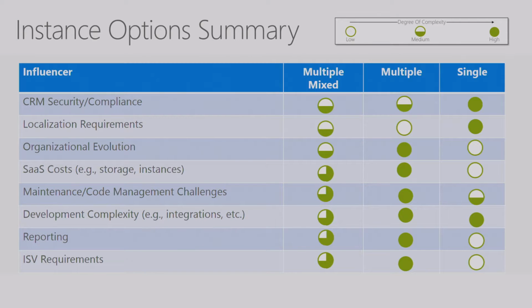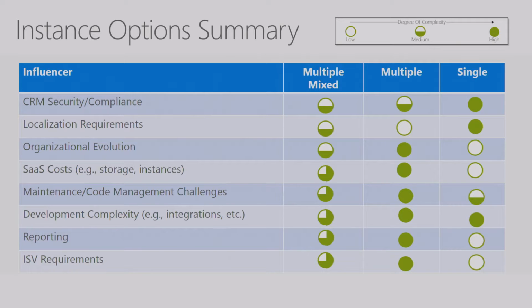And this is what we thought through. If I have to summarize it one way, what are the key areas that you want to look at? Some of the things we saw from a localization perspective: if you have multiple instances, it makes it easy versus when you have a single instance.